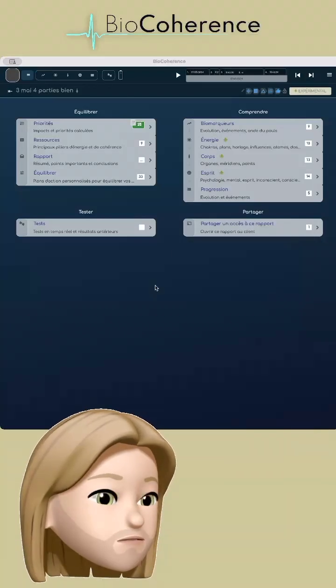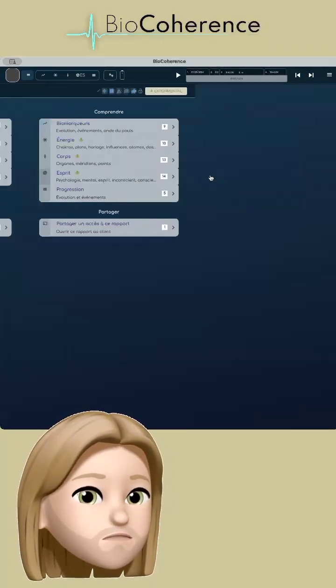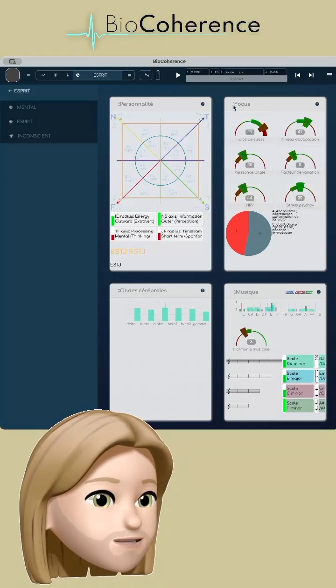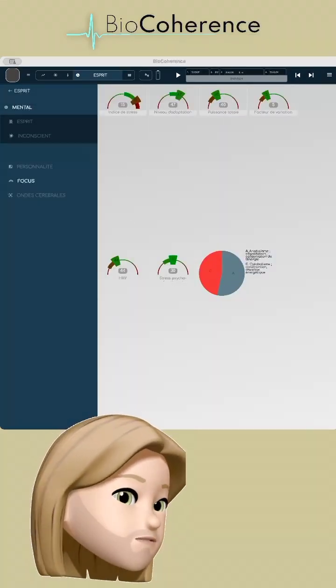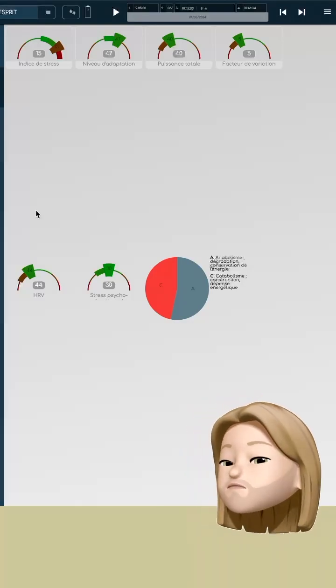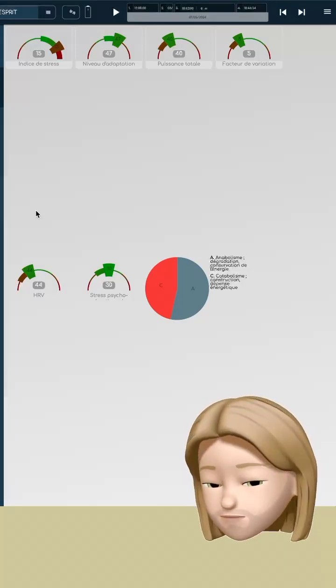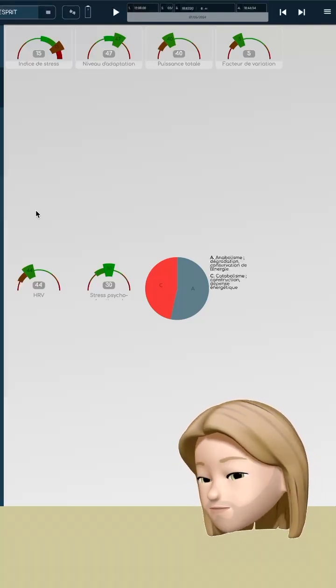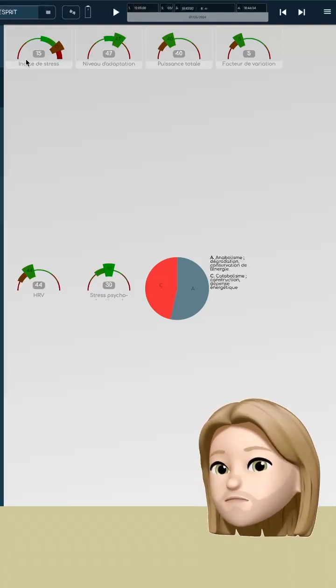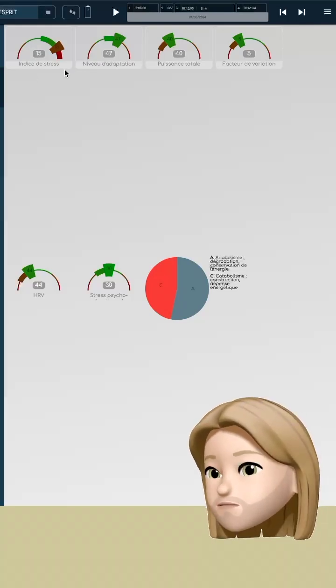Moving on to the spirit section, this time we'll take a look at the second screen, focus. Focus gives us several pieces of information, but here we're getting into the kind of information we're used to finding in other, more advanced electrocardiogram analysis applications, since we're dealing with academic markers. The stress index, developed by a Russian researcher called Baevski, gives you a body stress index.